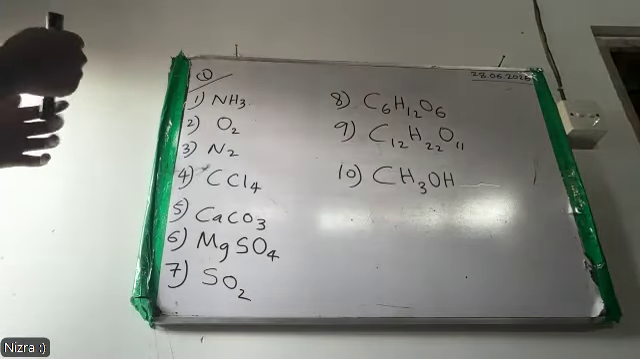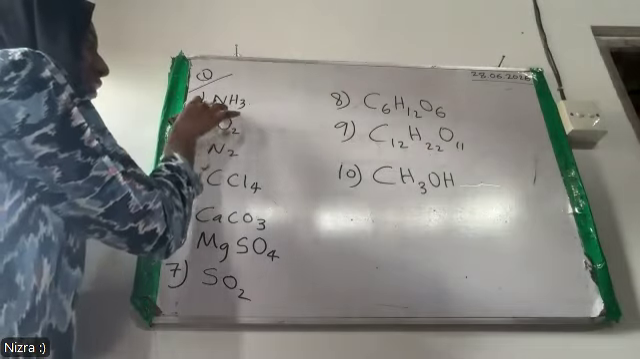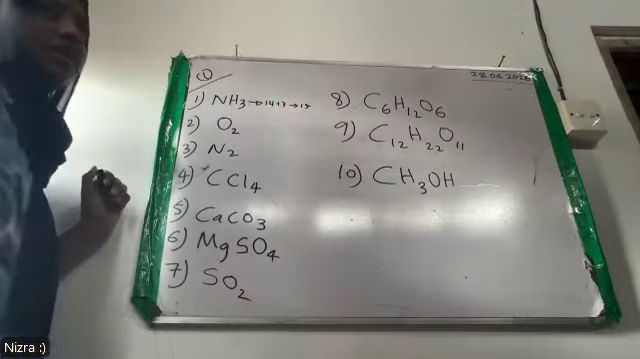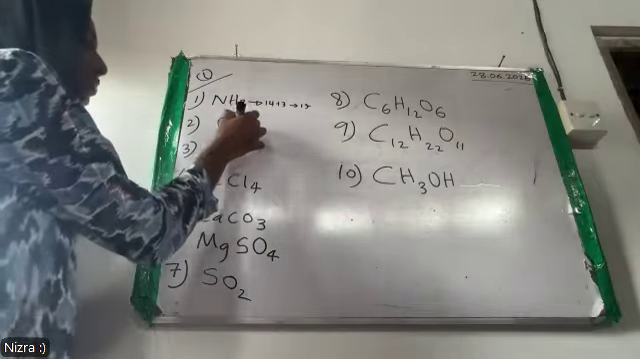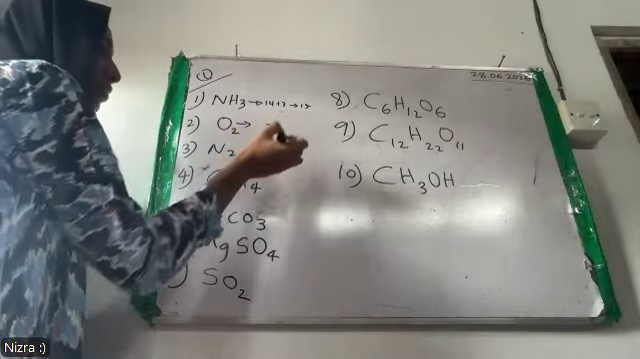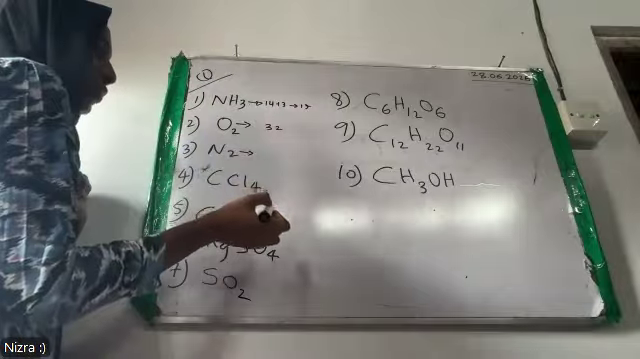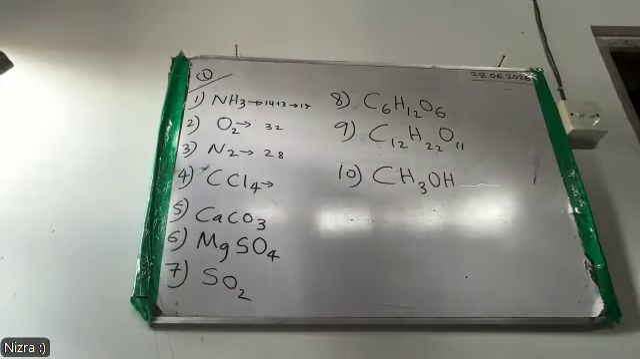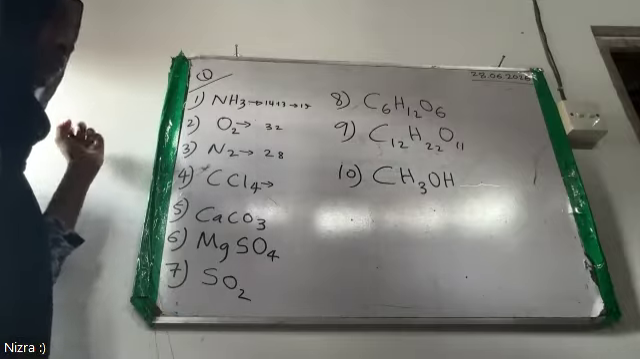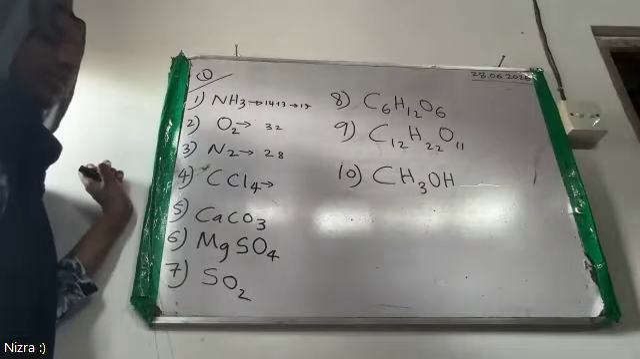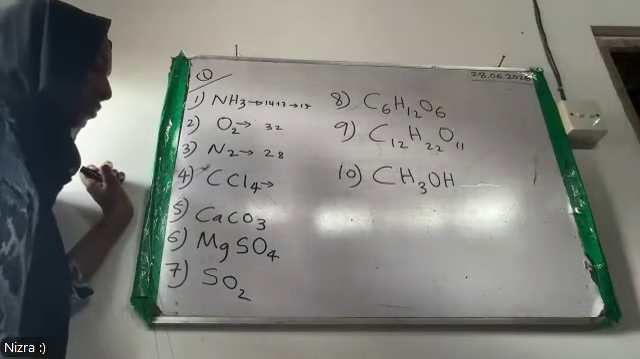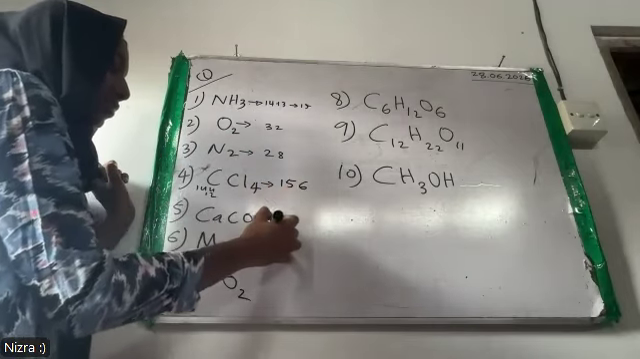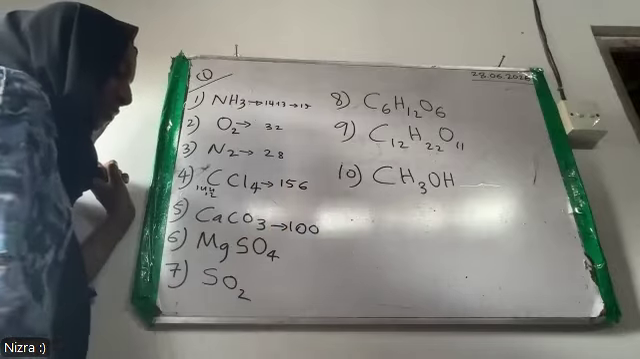So first one is ammonia. Ammonia is 14 plus 3, you should get 17. Okay. Oxygen is 16, so 16 times 2, 32. Nitrogen is 14, so 28. Chlorine is 35.5, so for four it would be 144. 144 plus 12, no? 156. This is calcium carbonate, 100.